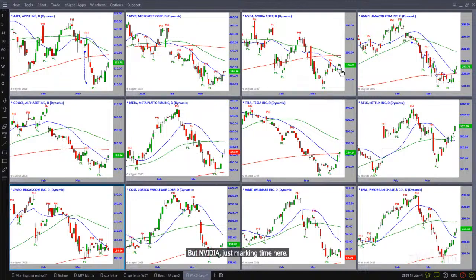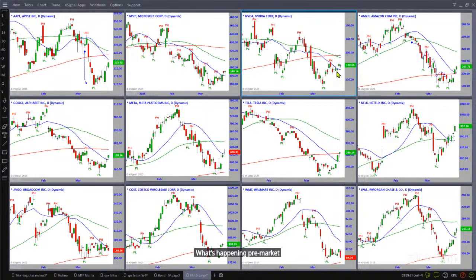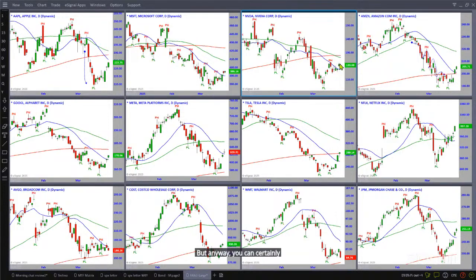I don't know where it is pre-market. I don't know how I have these things set up if they're going to show what's happening pre-market. I'd have to have it on 24 hours, and I'm not sure I do. But anyway, certainly look. But if it can clear yesterday's high, probably goes up to the pivot.